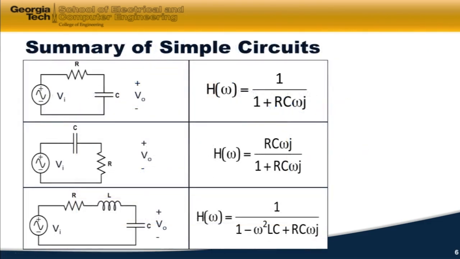Summary of simple circuits. We analyzed two of these circuits in our last lesson on impedances. And so the two circuits we looked at were this one right here and this one right here. What we solved using voltage divider laws, our output was equal to 1 over 1 plus RC j omega times V in. And we define the transfer function as anything that multiplies my input to give me my output. So that's how we came up with this transfer function.